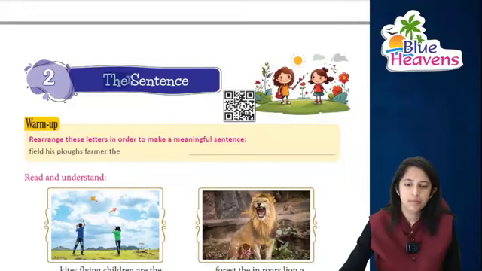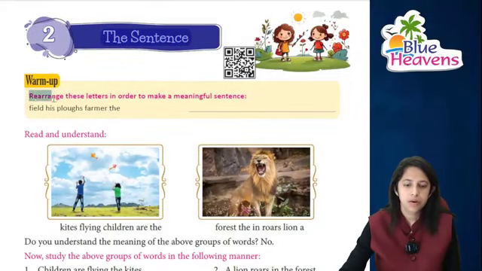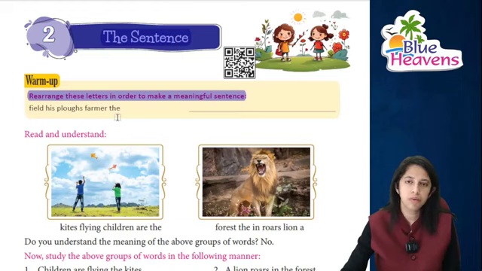So the title of our chapter is the sentence, right? Just rearrange these letters in order to make a meaningful sentence. Field his plow farmer. The farmer plows his field. We can write this.